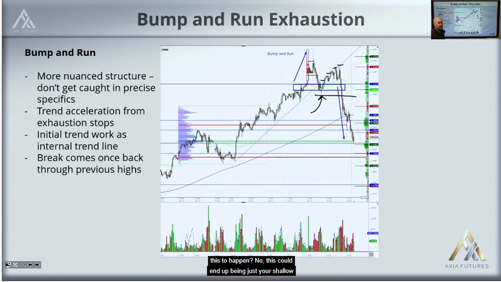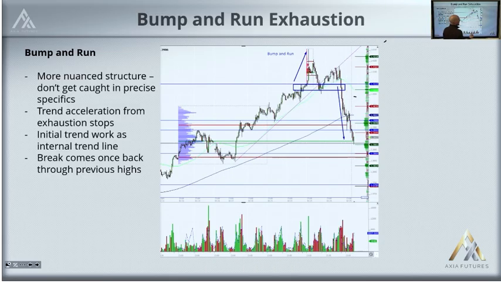No. This could end up being just your shallow trend and continuation onwards and onwards and onwards. So you can't just continue to sell. There's no way of defining risk. Whereas once you break this low, risk can be clearly defined as here or even above that recent area of support that's now broken. And that's what's going to give you that accelerated move to the downside. It's about understanding pattern, not precision.